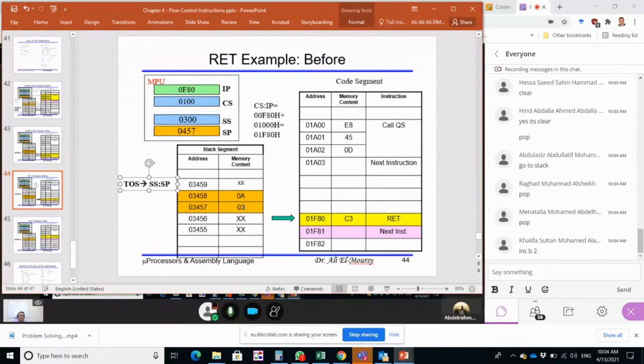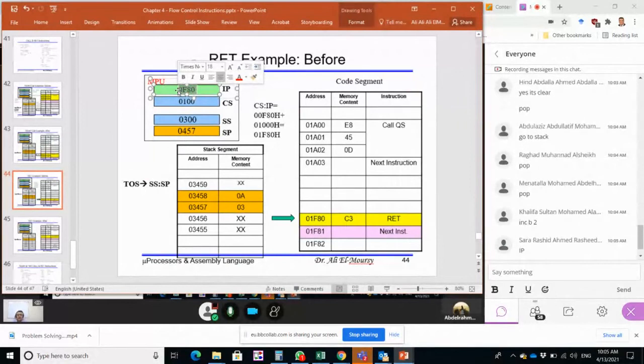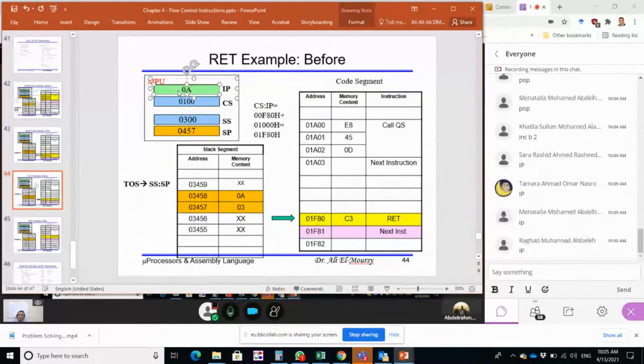The 2 bytes that I'm popping from the stack will go where? Will go to the IP. Right? So the IP right now has the value 30A0, preparing the microprocessor to execute the instruction right after the call.